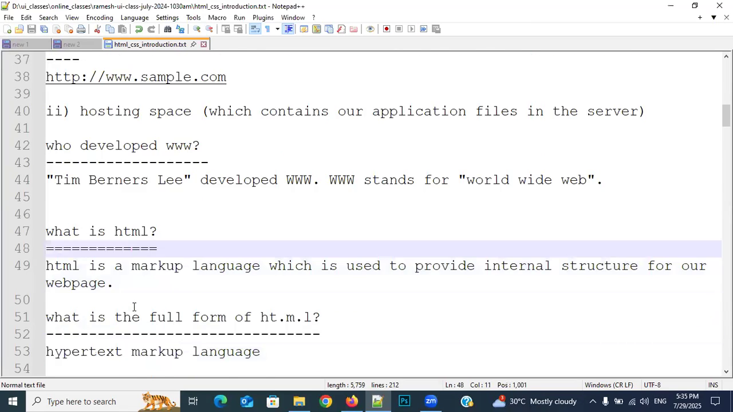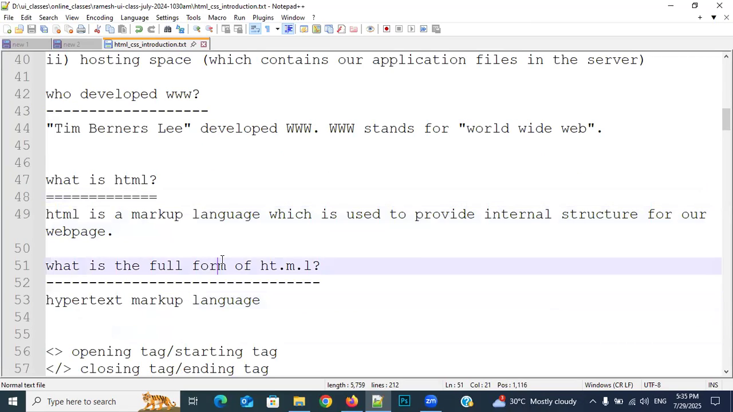Then what is the full form of HTML? HTML stands for Hypertext Markup Language. So why do we use a language? I'm not asking about computer languages, I'm asking about general language. Why do we need to use a language?